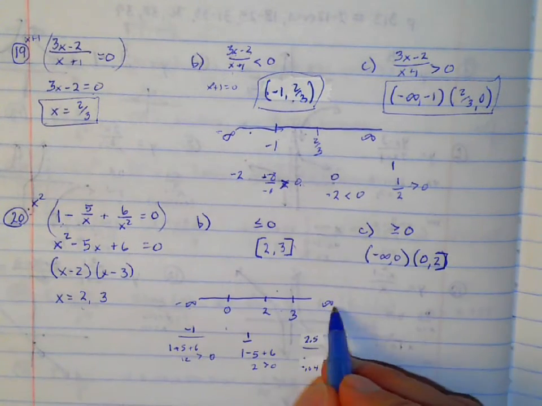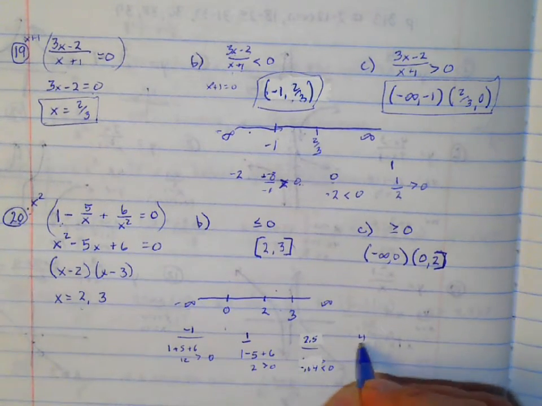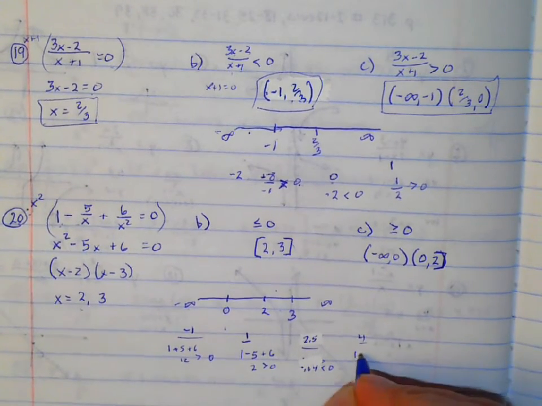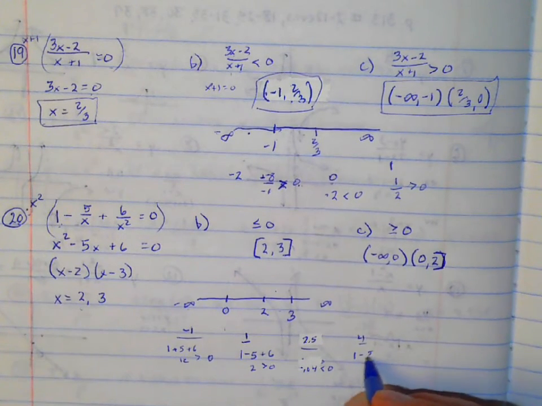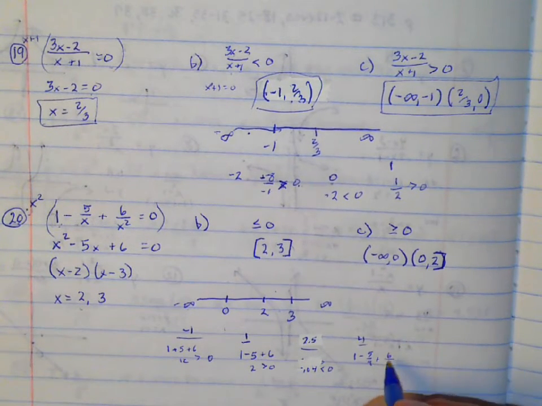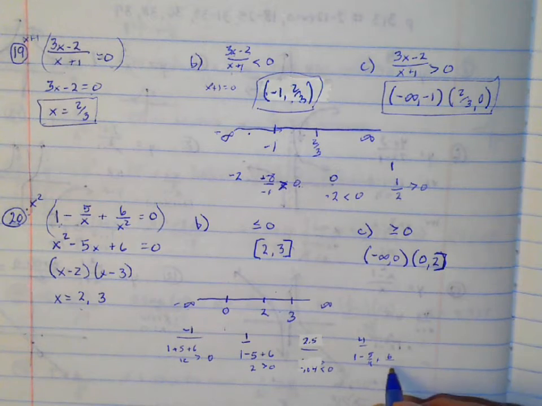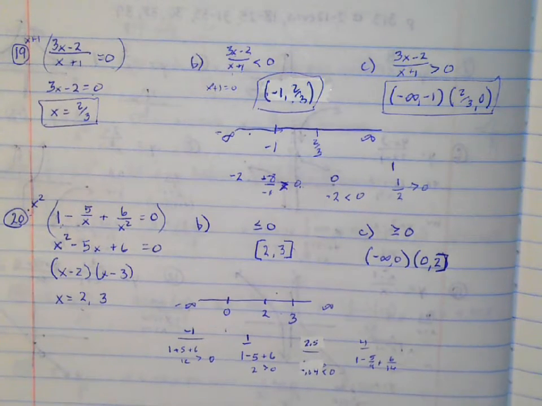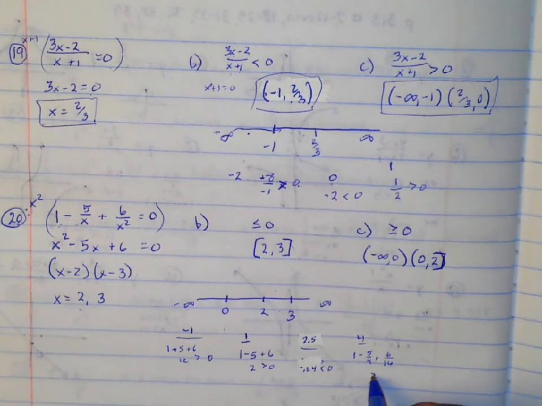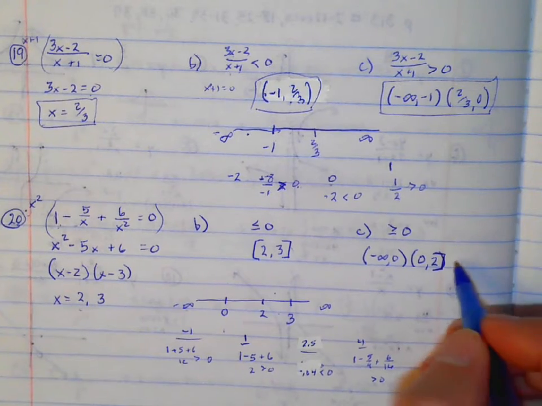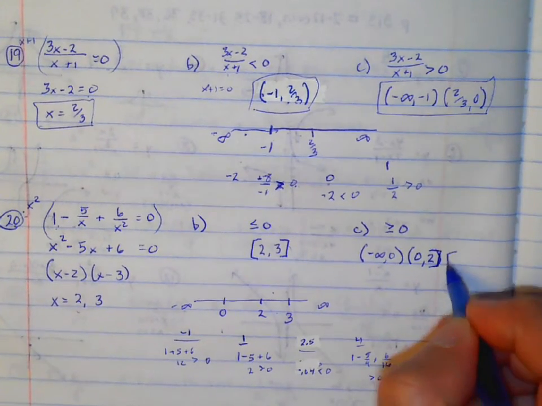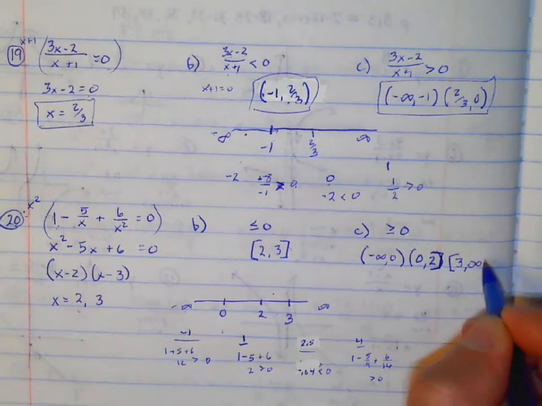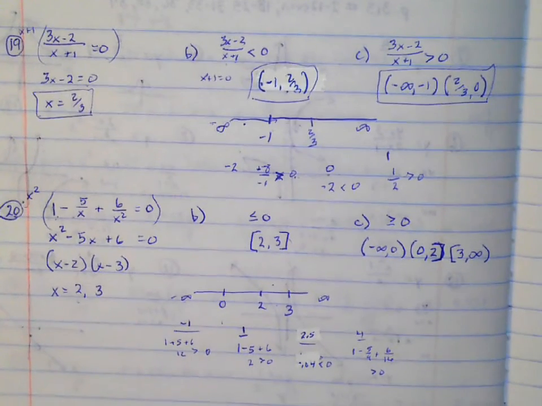Okay, something above 3, like 4. It'd be 1 minus 5/4 plus 6 over 16. That's going to give you a positive number, which is going to be greater than 0. So once again, from 3 to infinity, you're going to have it greater than 0 as well.